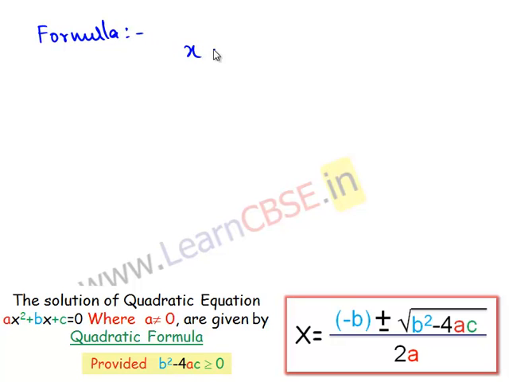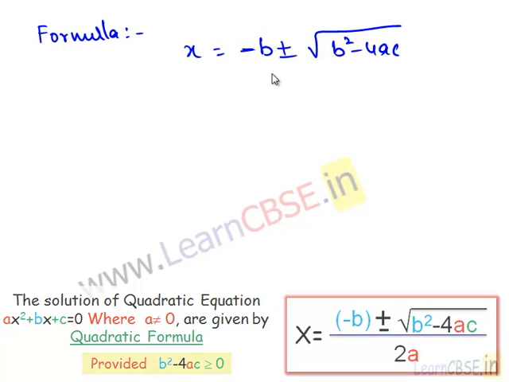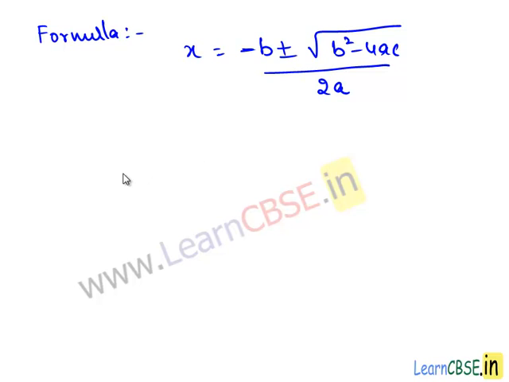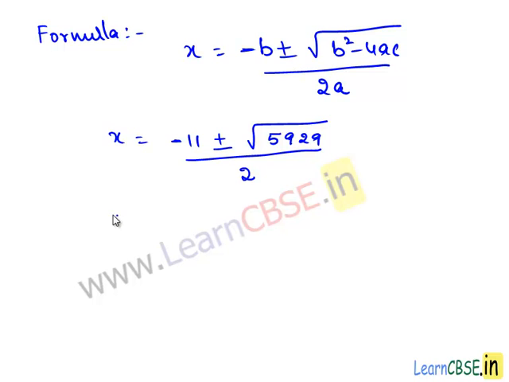Now to solve this equation, we shall apply the formula to find the roots of the quadratic equation. That is, x is equal to minus b plus or minus square root of b square minus 4ac whole divided by 2a. We already have the values of a, b, c and b square minus 4ac. So on substituting, we have x is equal to minus 11 plus or minus square root of 5929 whole divided by 2 multiplied by 1, that is 2. So this is equal to minus 11 plus or minus 77 whole divided by 2, as the square root of 5929 is 77.